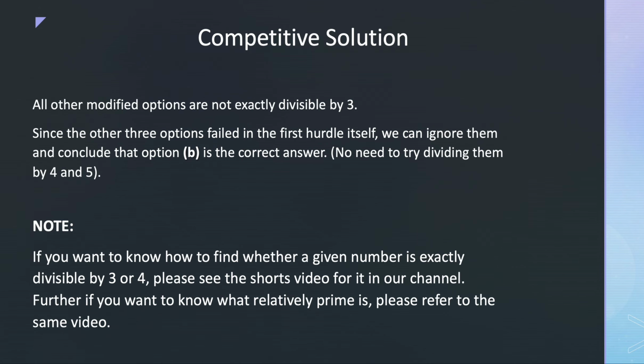Since all the other 3 options failed in the first hurdle itself, we can just ignore them and conclude that option B is the correct answer. No need to try dividing them by 4 and 5. If you want to know how to find whether a particular given number is exactly divisible by 3 or 4, please see our shorts video for it. And if you also want to know what relatively prime is, again, please refer to the same video.